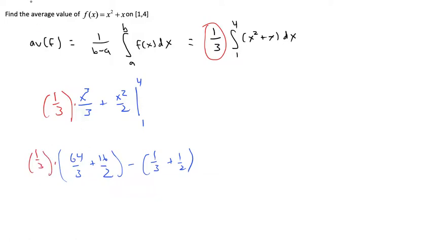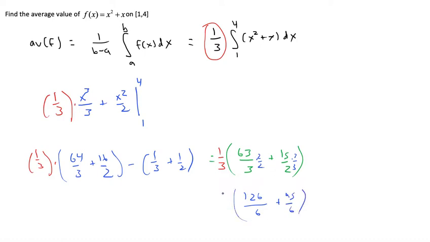So here I can use a little bit of algebra. 64 minus 1 gives me 63/3. And then 16 minus 1 gives me 15/2. And I still need that 1/3. So from here, I get the LCD. The LCD in this case is 6. So I need to multiply this by 2, and I need to multiply this by 3. So I get 126/6 + 45/6. All of this still multiplied by 1/3 at the very end.